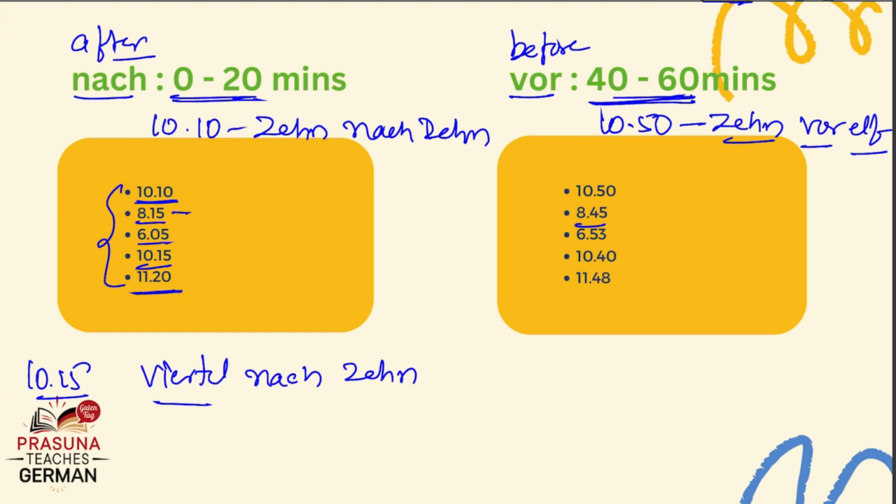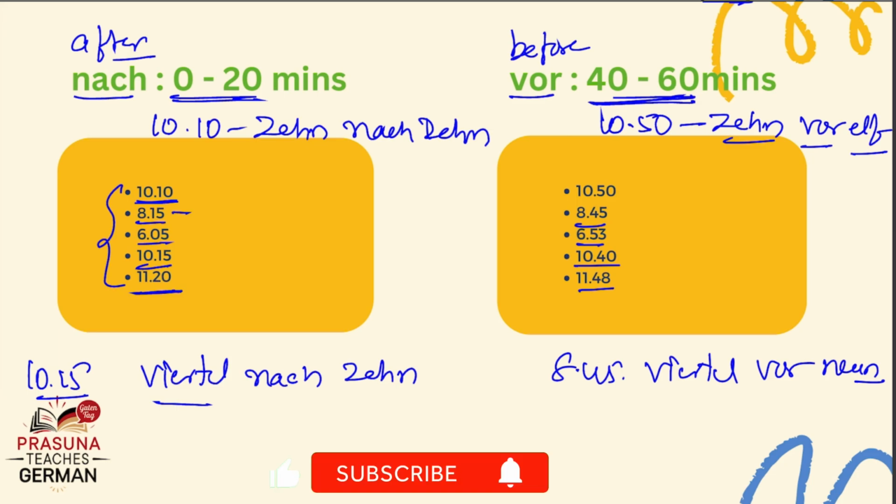And 8:45 is 15 minutes before 9: 15 vor 9, and this is also 1/4 of the clock, so 8:45 can also be represented as viertel vor 9. Viertel vor 9. 6:53 is 7 minutes before 7: 7 vor 7. And 10:40 goes with 20 vor 11. And 11:48 is 12 minutes before 12: 12 vor 12.